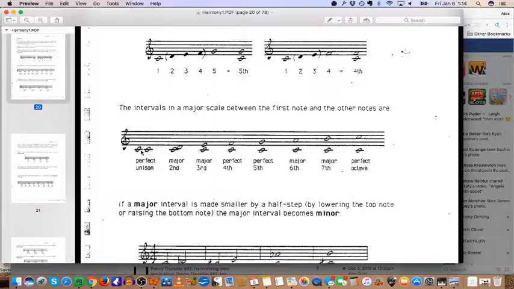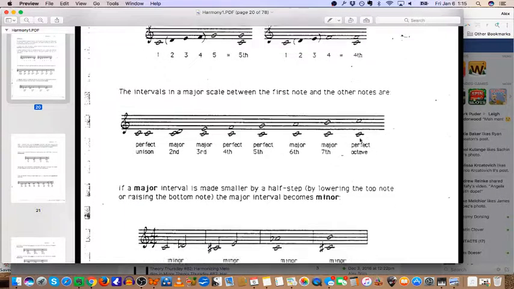So when two notes are exactly the same, the musical term is perfect unison. Okay, here's a major second, first note on the scale to the second note, major third, first note to the third note, perfect fourth, first note to the fourth, perfect fifth, first note to the fifth note, major sixth, note 1, note 6, major 7, note 1, note 7, perfect octave, okay? Note 1, and then 8 notes up in the major scale.